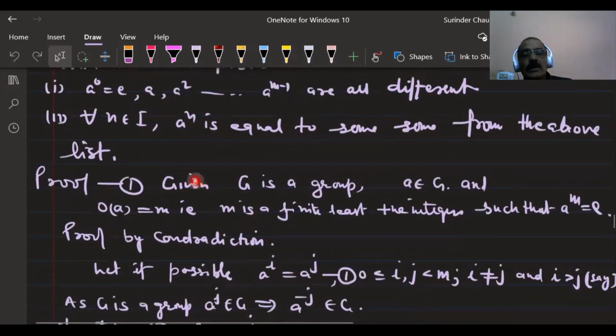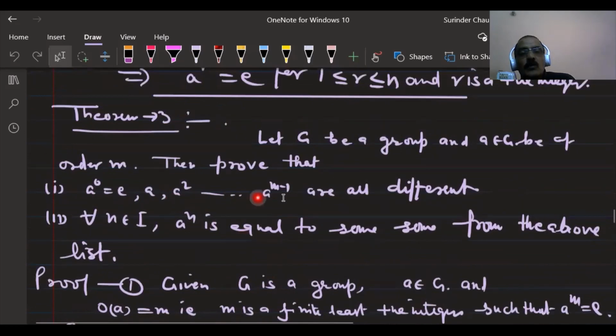First part: given G is a group, A belongs to G, the order of A is M. This means A^M is equal to E, that is, M is the least positive integer for which A^M is E. The proof is by contradiction. Let, if possible, two of these elements be equal.